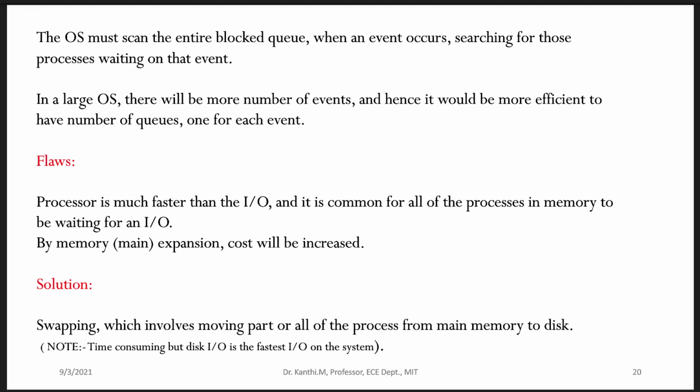So, to elaborate more on the detailing we have given in the diagram, the operating system must scan the entire block queue, right? The operating system must scan the entire block queue when an event occurs, searching for those processes waiting on that event. Which process is waiting for an event? That needs to be taken care of by the operating system. If it's a small operating system, no issues. If it is a large OS, and there could be a large number of events, in that case it would be more efficient to have multiple queues, right?